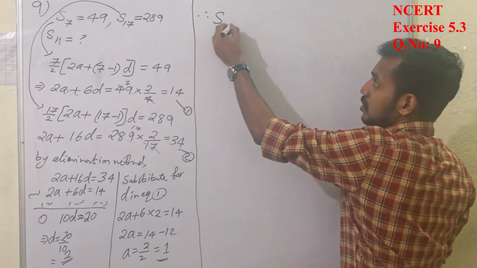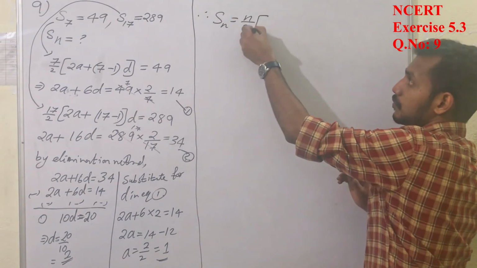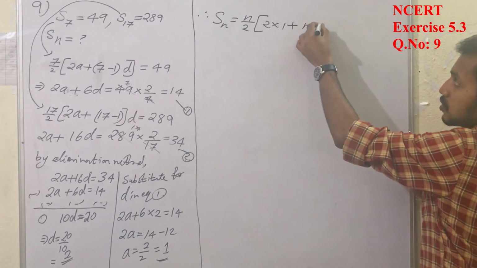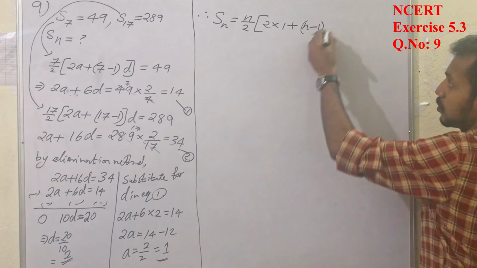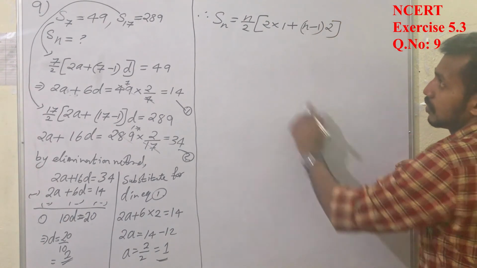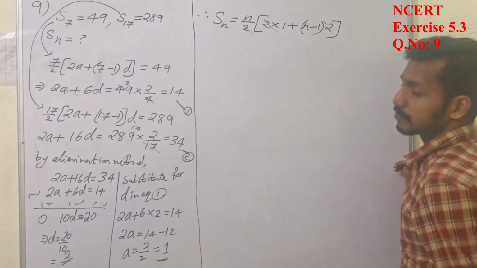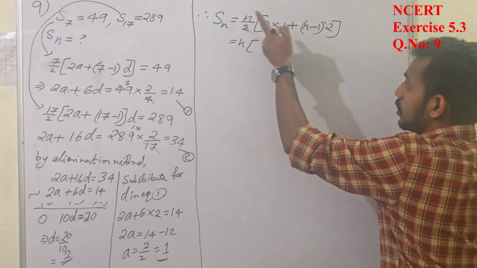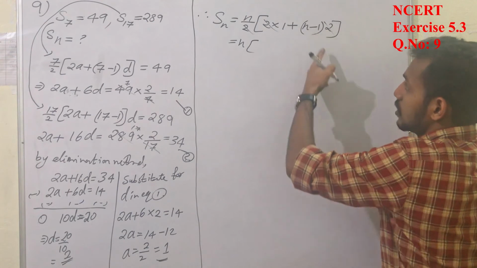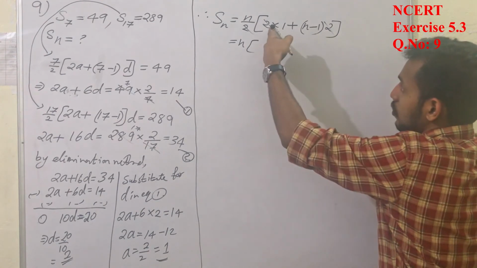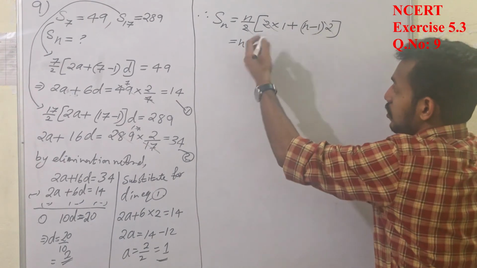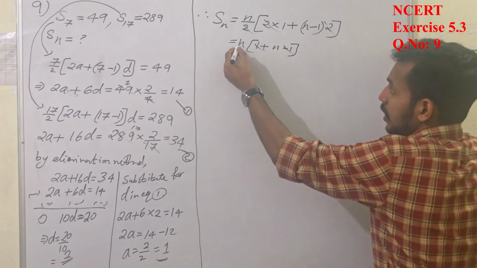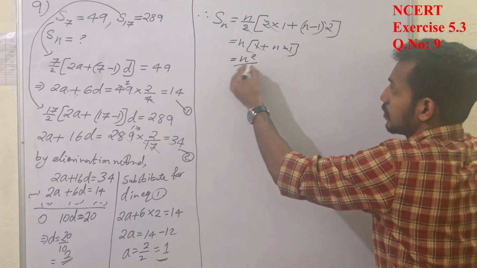Therefore, Sn is equal to n by 2 into 2a, a is equal to 1, plus n minus 1 into d, d equal to 2. These two cancel. That is equal to n into, here 2 cancels, here n minus 1 will be there. Here it will be 1 plus n minus 1. Again this 1 cancels, n into n is equal to n square.